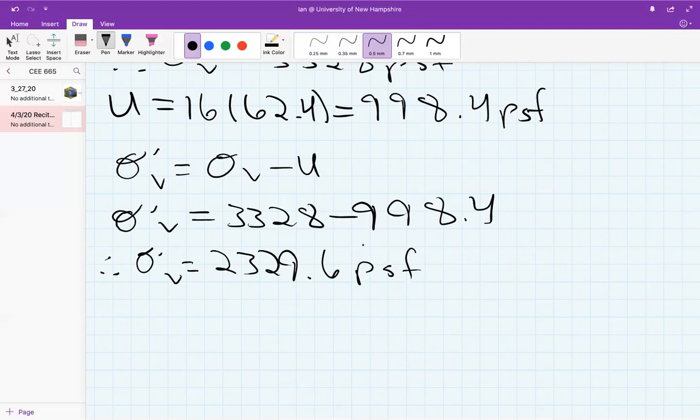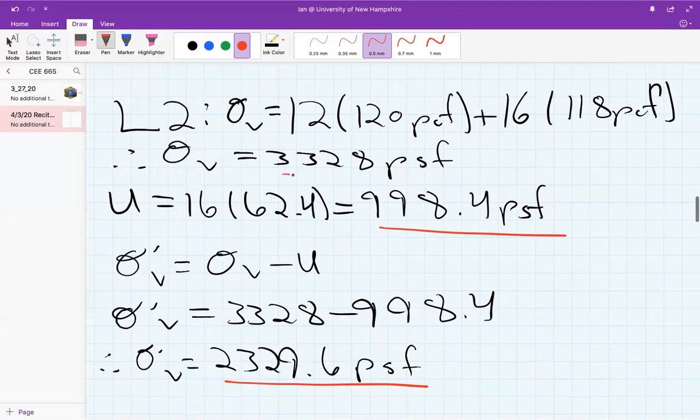So this is all before the water table is lowered. And I'm going to underline everything that's important so far for us for each layer.